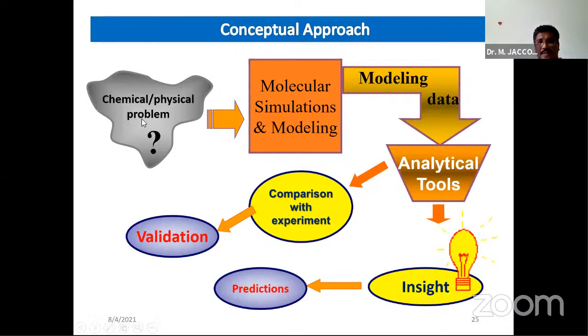I'm choosing the chemical or physical problem, whatever it may be. It can be a chemical reaction, it can be a photophysical property, it can be a non-covalent interaction, it can be a post-synthetic interaction, or it can be drug designing, anything. We can do the molecular simulation, and then modeling data.